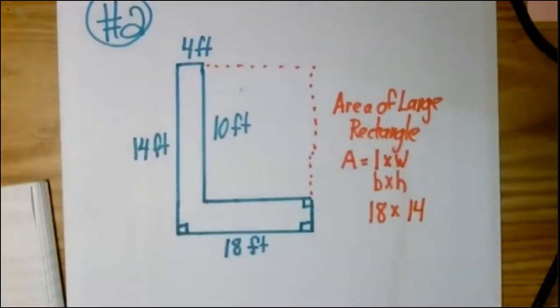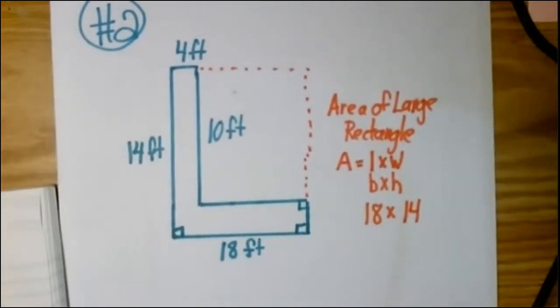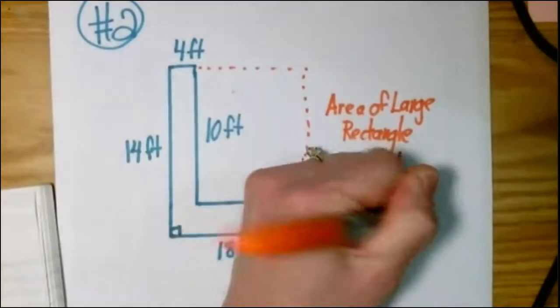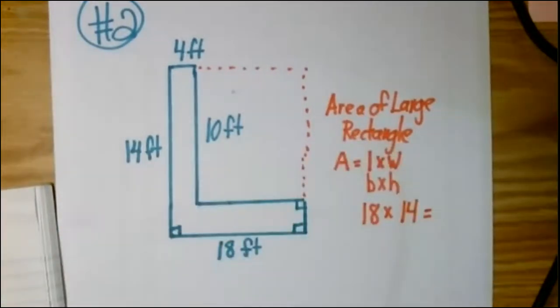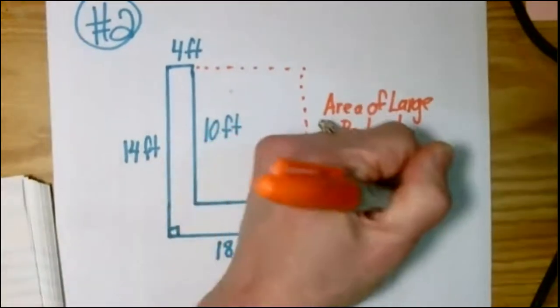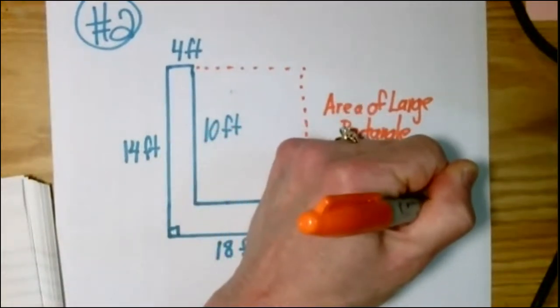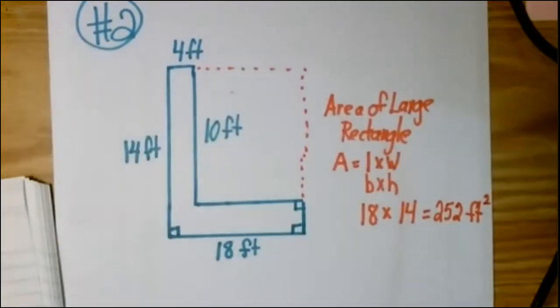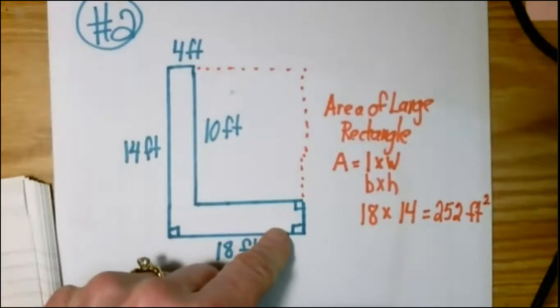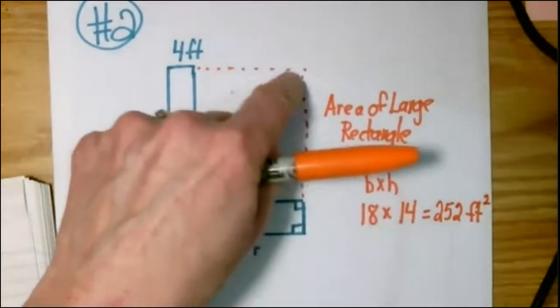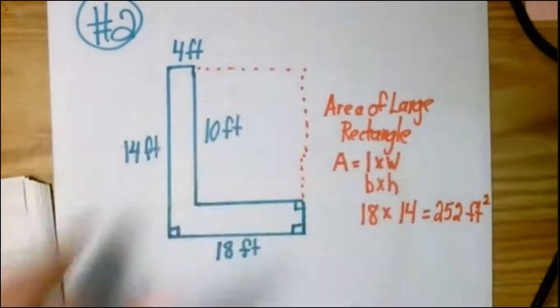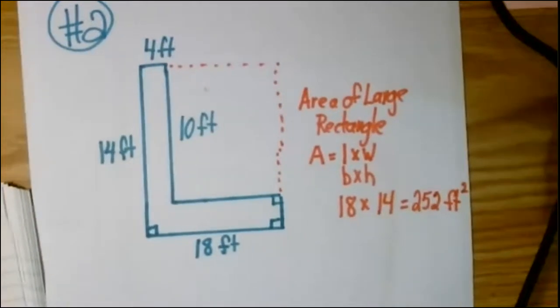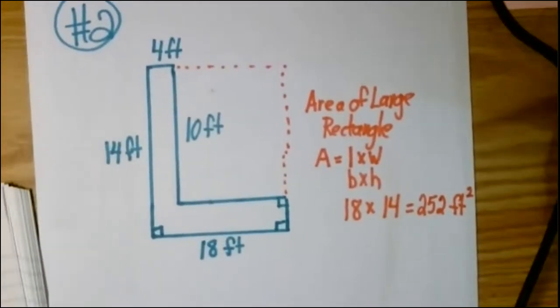So then you can go ahead and do the math and multiply 18 times 14 on your paper, and you should get 252 feet squared. The little 2, because we're talking about how many squares 1 foot by 1 foot will fit inside this surface. So we're not done because we don't need the area of the whole thing, do we? We need the area of just this part.